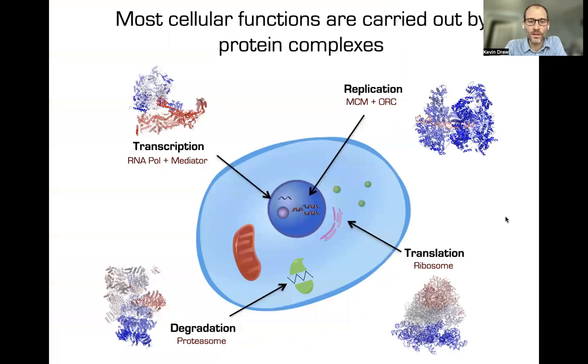A general principle of biology is the self-assembly of proteins into functional complexes. We see many examples of this, including RNA polymerase and the mediator complex, the MCM and the ORC complex, the ribosome, and the proteasome, and many others, specifically when we look at essential functions of the cell. But unfortunately, we don't have a comprehensive list of all protein complexes in human cells.